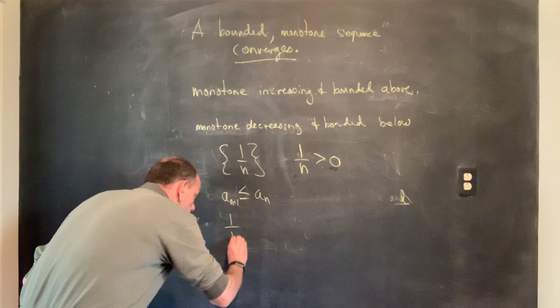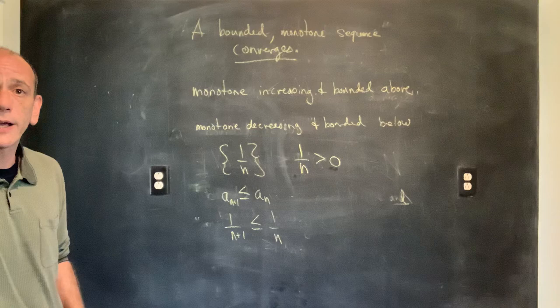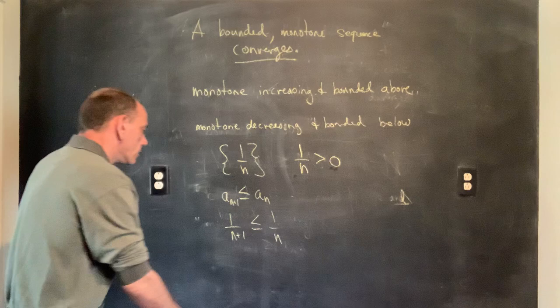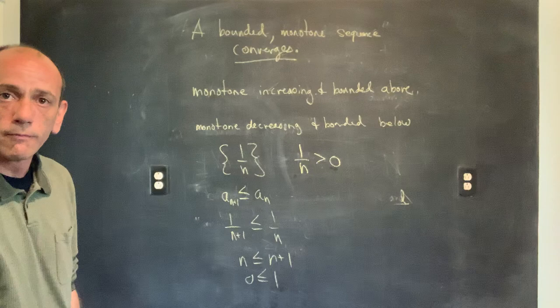I want to show that that's less than or equal to the nth term, 1 over n. So right now, this is what I want, and I'm just going to do a little algebra and see if I get something that's true. If I get something that's true, then I can just reverse my argument. So let's see, n is less than or equal to n plus 1, subtract n, 0 is less than or equal to 1. I would say that that's true. 0 is less than 1. So we're good to go.